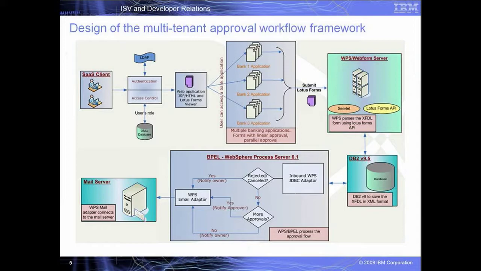The SaaS framework will parse the XFDL in the servlet using the Lotus Forms API and retrieve the key metadata fields, and look up the approval data to determine the bank employee who acts as the approver in the approval workflow. Appropriate metadata fields are updated with approval information, and the XFDL form is saved as XML in a DB2 table. When the form is inserted or updated in DB2, the notification flow will be triggered to invoke the email service. Also, it could invoke any other interface or web service to update external systems.